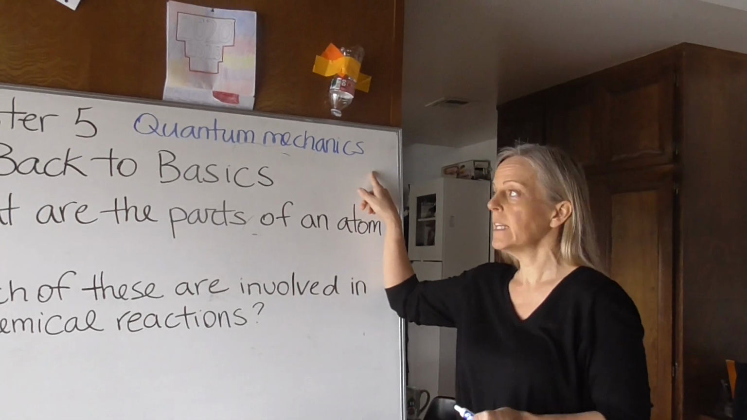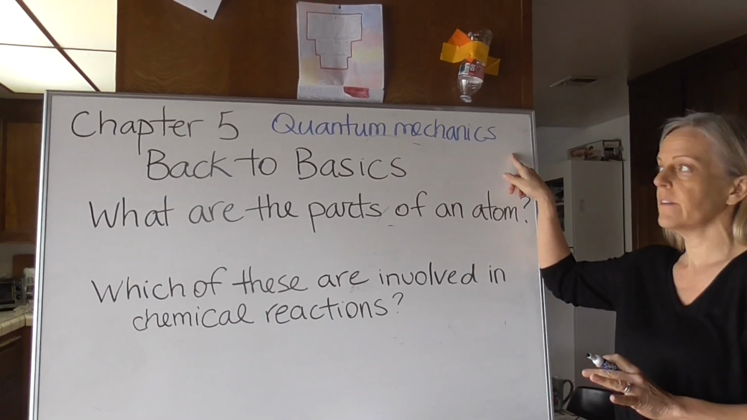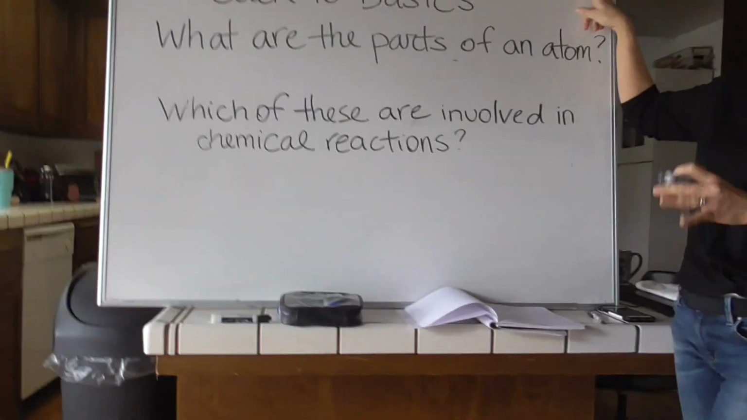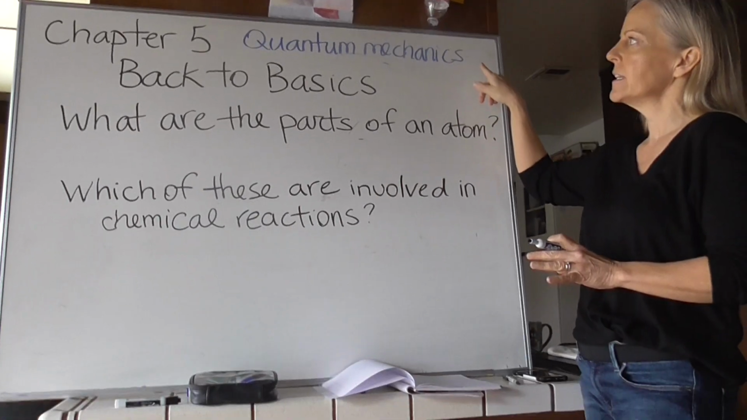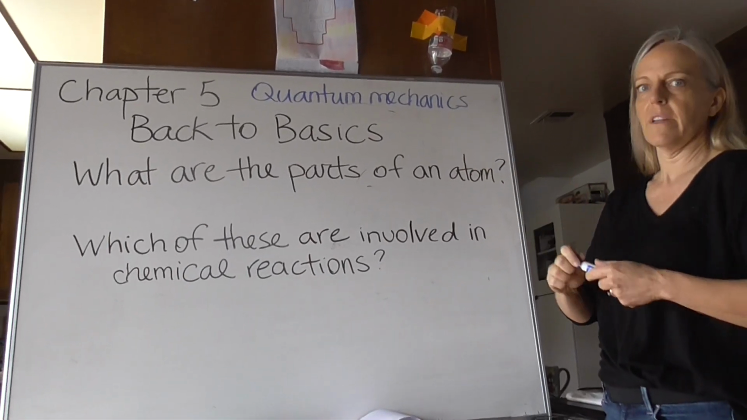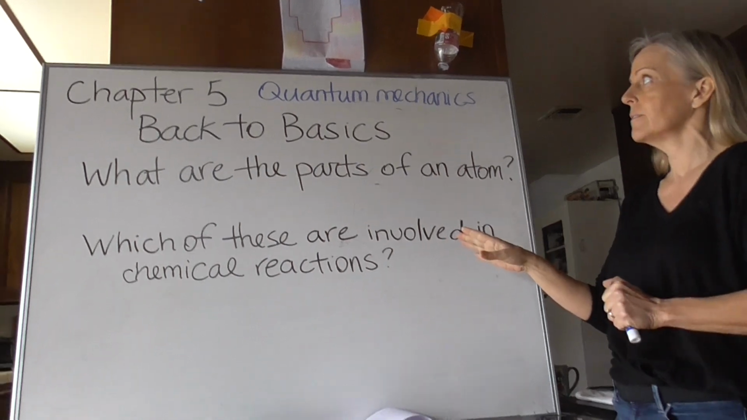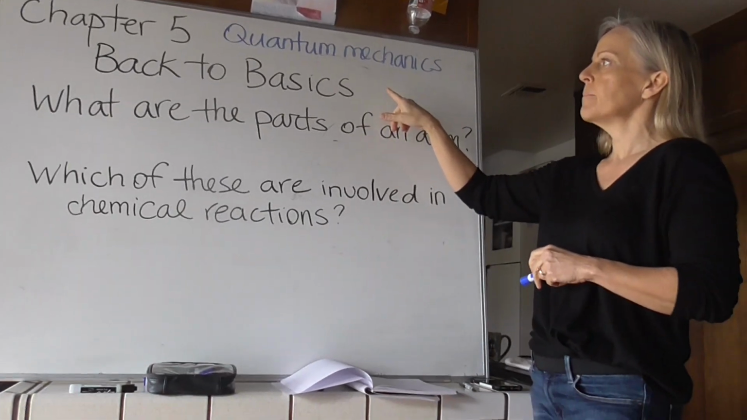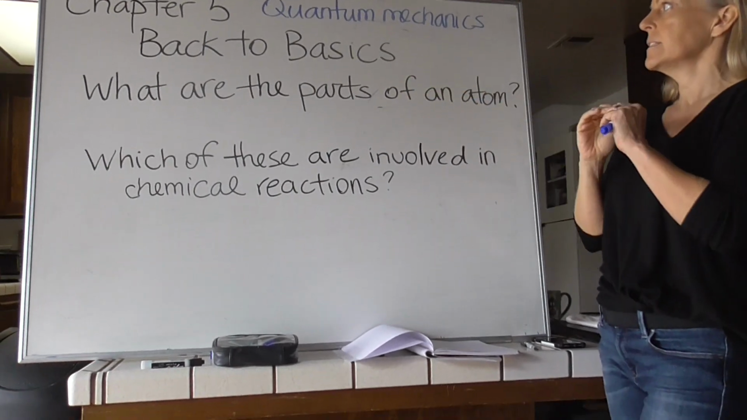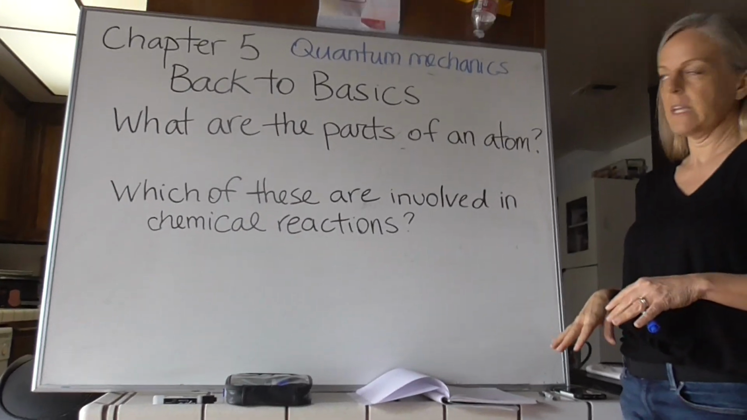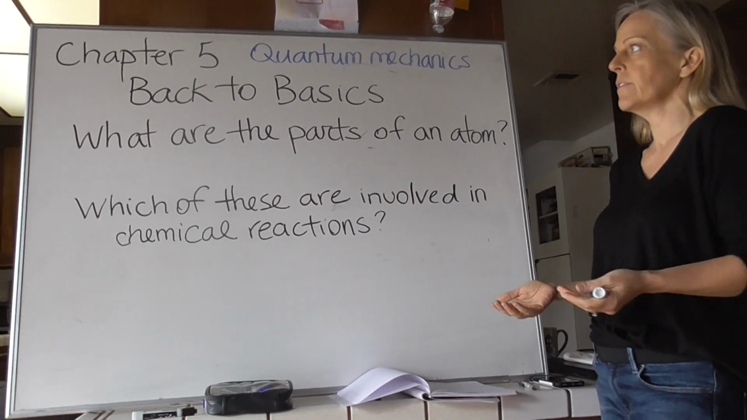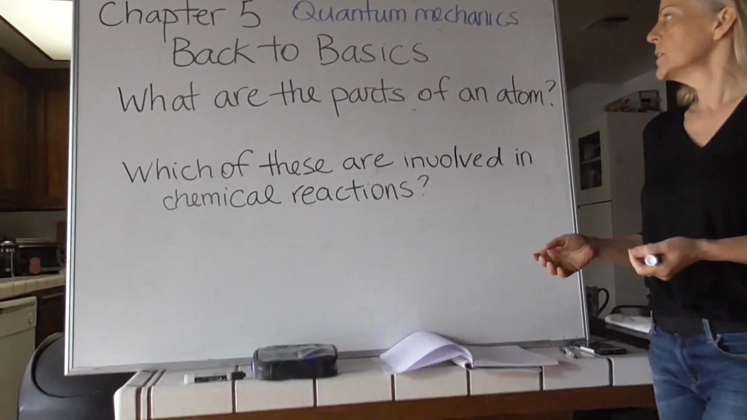It's going to seem kind of weird because all of chapter 5 is based on understanding quantum mechanics, because there's a quantum mechanical model that is what we've accepted currently, but is not necessarily the only model that could explain what we see. So the reason this is back to basics is it is the most basic that we can get to build up to explain why those chemical reactions even happen.